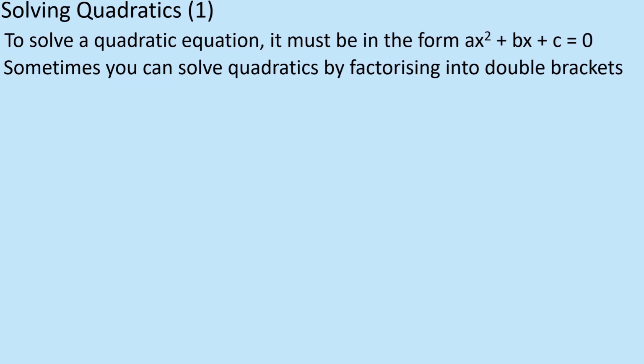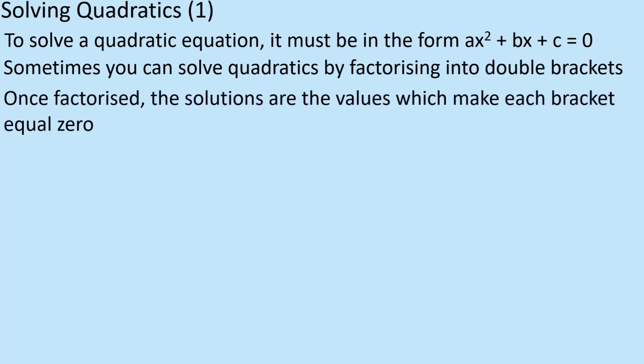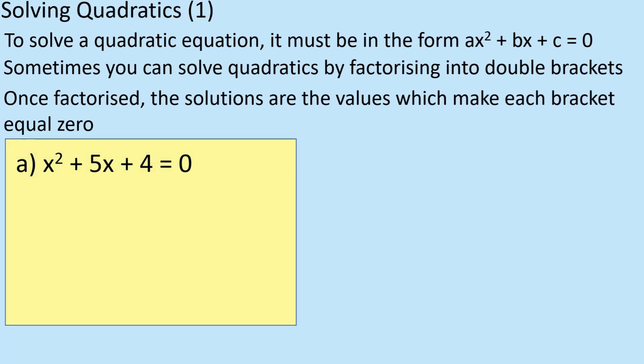Often when we're talking about factorising the quadratic, it tends to be going into double brackets. The reason it will be in double brackets is if you've got something x squared, something x, and a number, because there isn't a clear factor that goes into all three. So that's what we are looking for. Once you've factorised it, which is the key part, the solutions are the values which make each bracket equal to 0. I'll explain that as we go through an example.